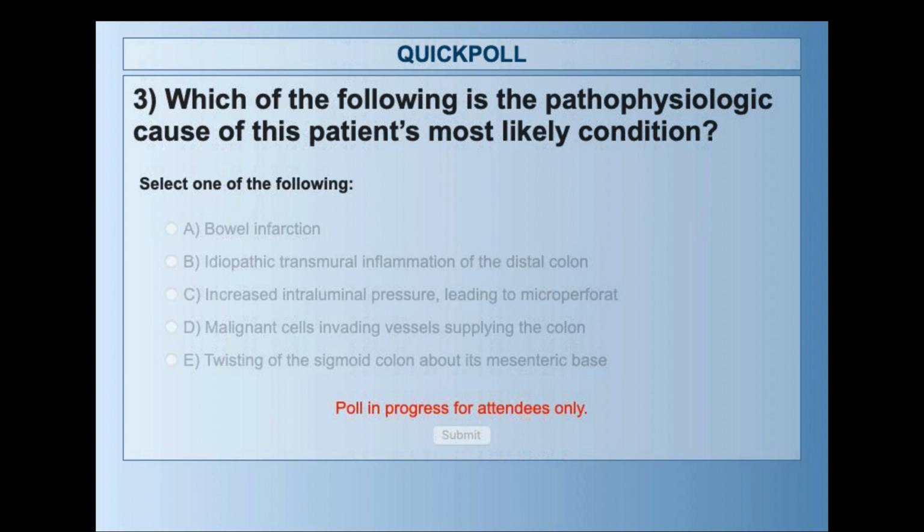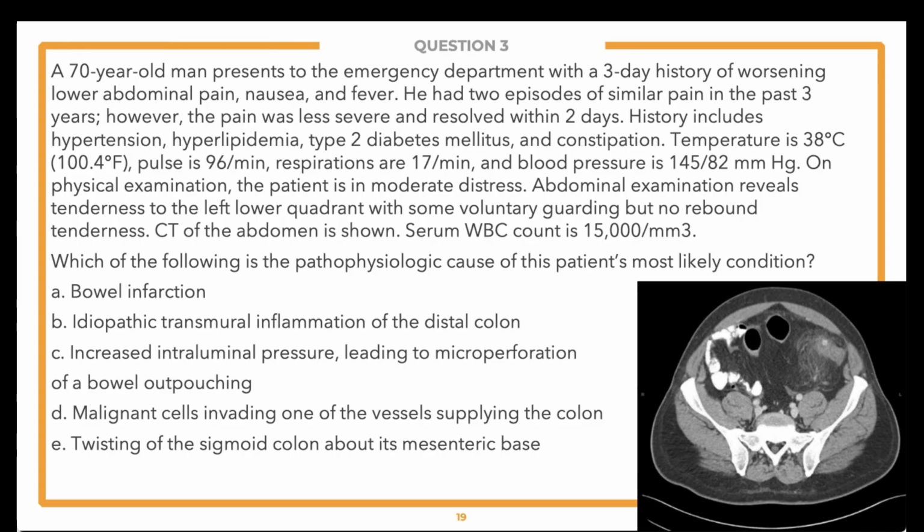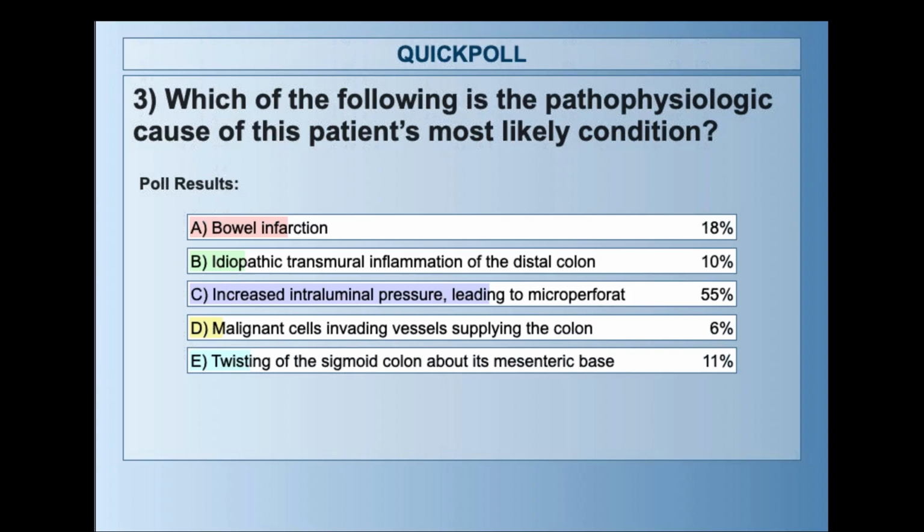Let's go ahead and close the poll and share the results. So again, we've got strong support for one of the answers. 55% of you went with answer choice C. Bowel infarction came in second place, almost 20%, and then the rest of the answer choices kind of split the vote.